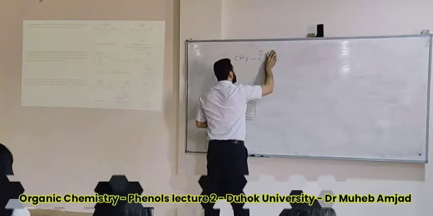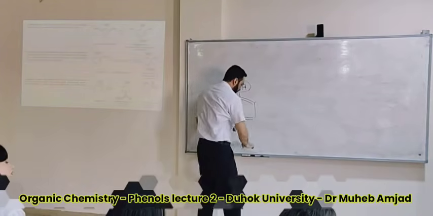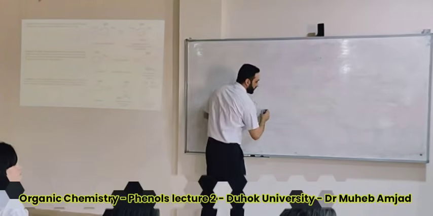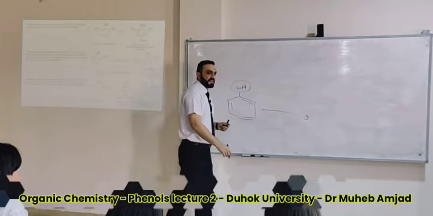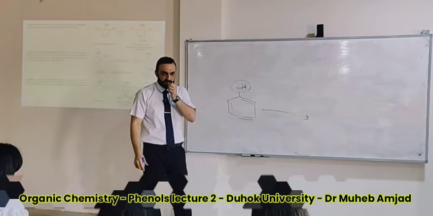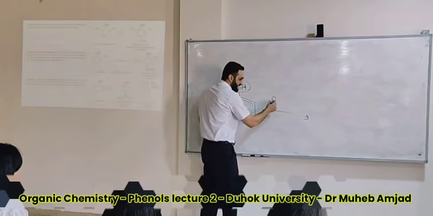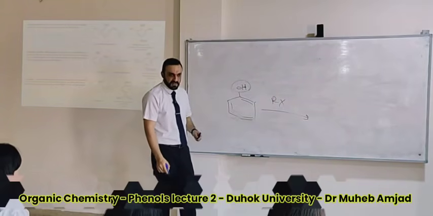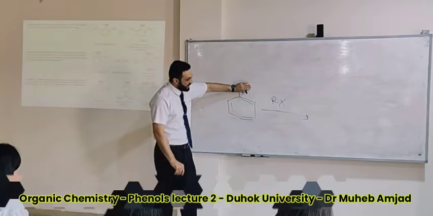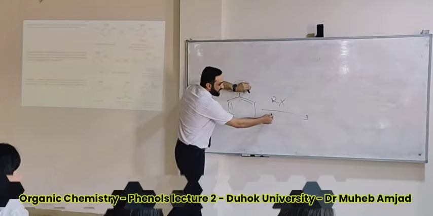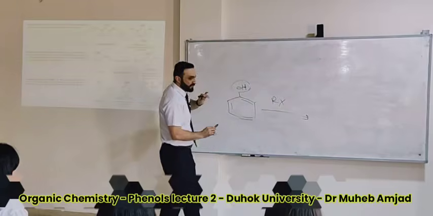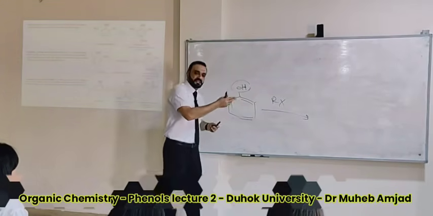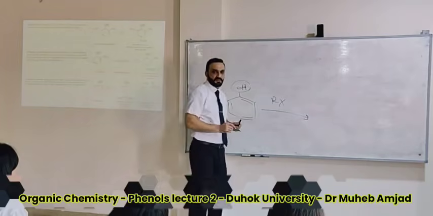In alkylation, under normal reaction conditions, the aromatic compound will be treated with what? Any compound used for alkylation, RX, an alkyl halide. Yes, alkyl halide is used for alkylation. Without OH, just a benzene ring, we use a catalyst, AlCl3. But with phenol, we don't need a catalyst. If you want your reaction to be faster, yes, you can use a catalyst, and the reaction will be faster.